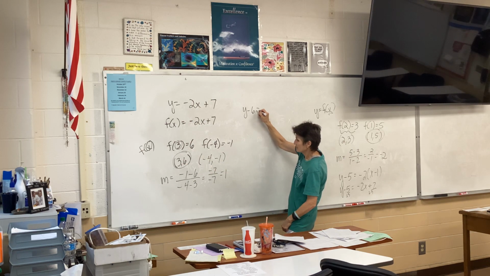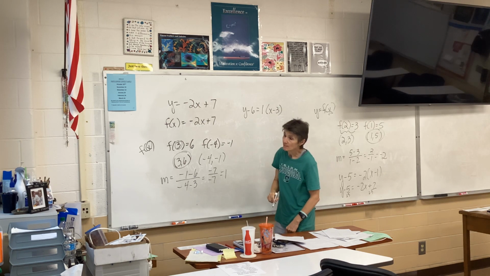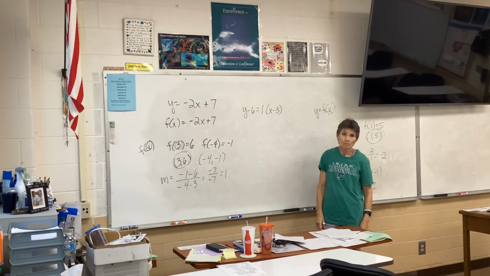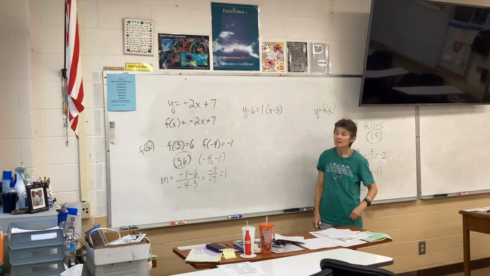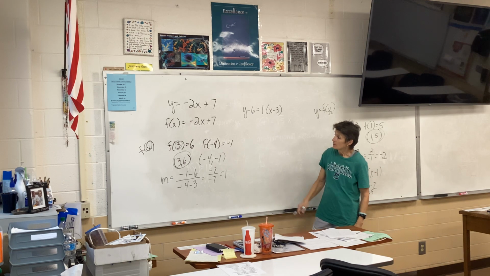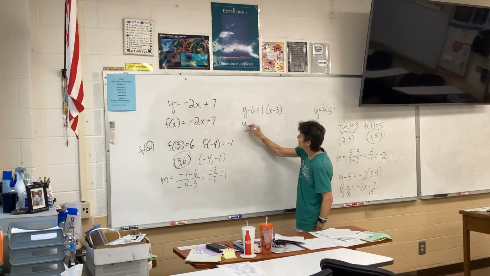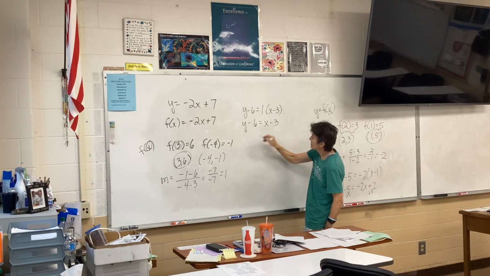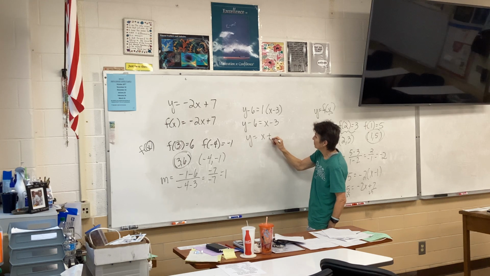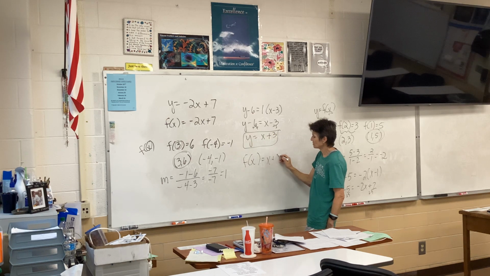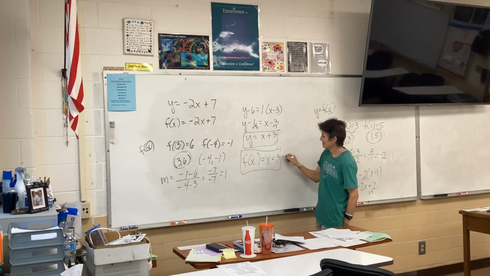y minus 6 equals 1 times x minus 3. Guys, if you don't remember how to write the equation of a line, you need to come in for office hours. Point slope form, we've been doing that for a long time, so we need to know how to do that. So y minus the y coordinate equals slope times x minus the x coordinate. So y minus 6 equals x minus 3, and y equals x plus 3 if I add 6 to both sides. f of x equals x plus 3, and that actually is the answer.